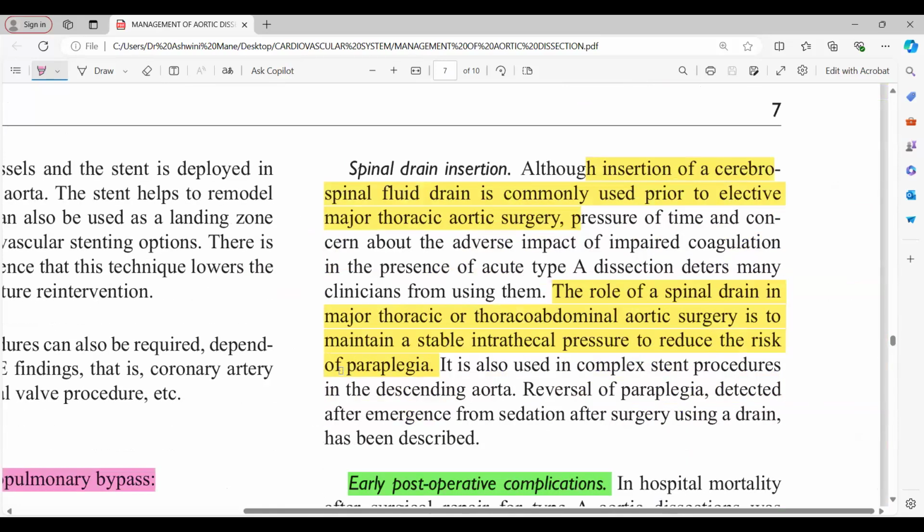Then spinal drain insertion. Although insertion of the cerebrospinal fluid drain is commonly used prior to elective major thoracic aortic surgery, pressure of time and concern about the adverse impact of impaired coagulation in the presence of acute type A dissection deters many clinicians from using them. Now, the role of spinal drain in major thoracic and thoracoabdominal aortic surgery is to maintain stable intrathecal pressure to reduce the risk of paraplegia.